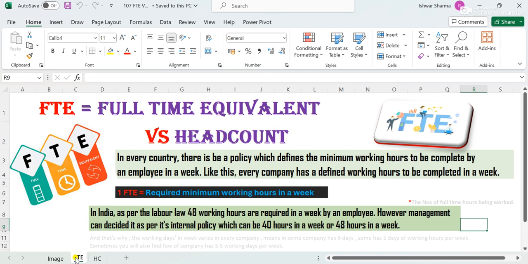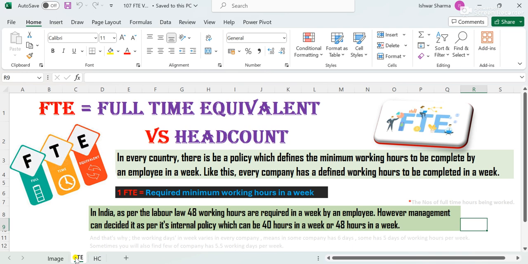As per the hours policy to be completed in a week, that decides the working days in that company. That's why the working days in a week vary in every company. Some companies have 5 working days, some have 6 working days, and some you will find are working 5.5 days. They can manage the policy either by giving the second and fourth Saturday as a holiday.